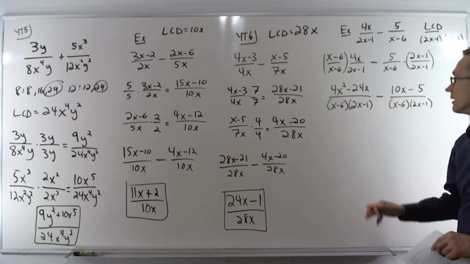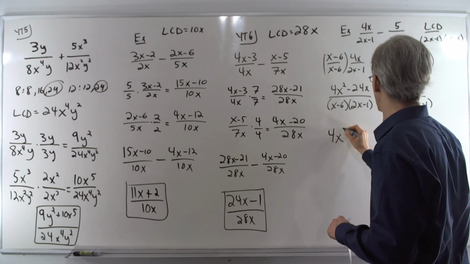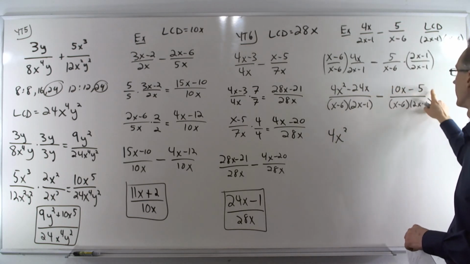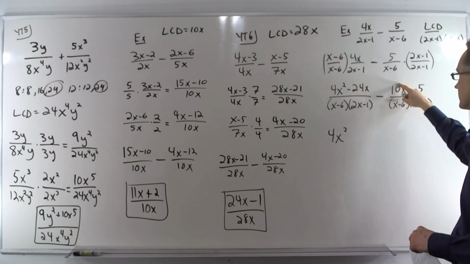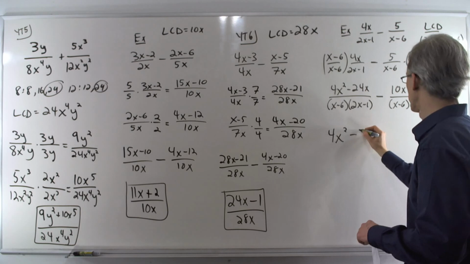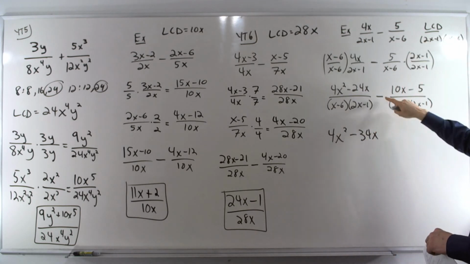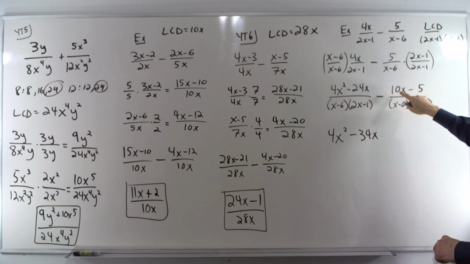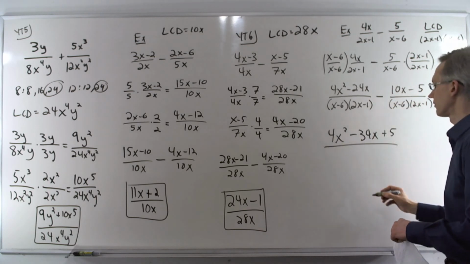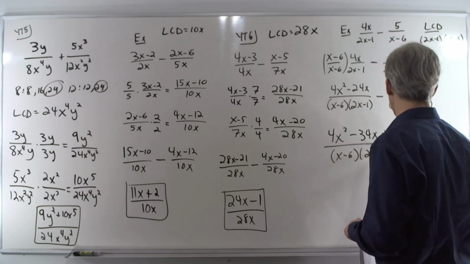Now we can combine the numerators. So we have 4x squared, nothing to combine with over here, but we can combine these x terms. Negative 24x minus 10x is negative 34x. And finally, we've got minus negative 5, that's the same as plus positive 5, so plus 5 on the end, over x minus 6 times 2x minus 1.